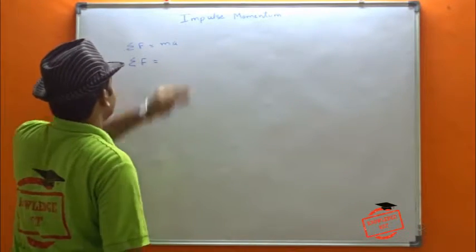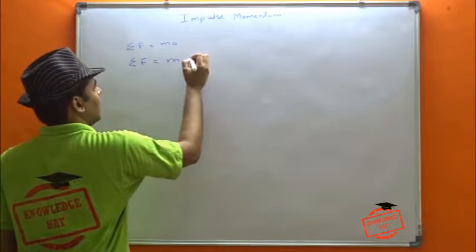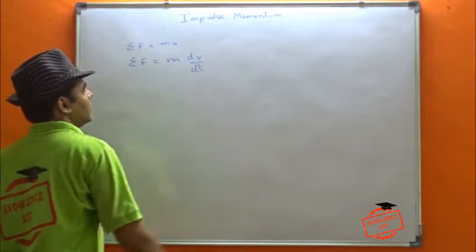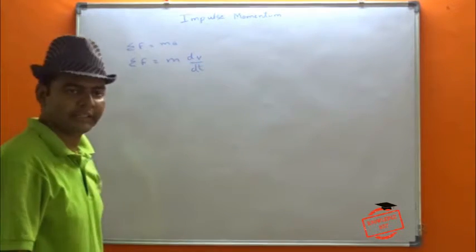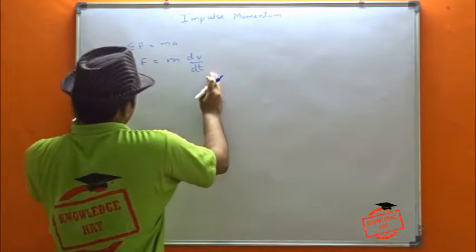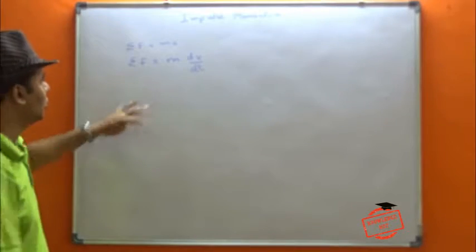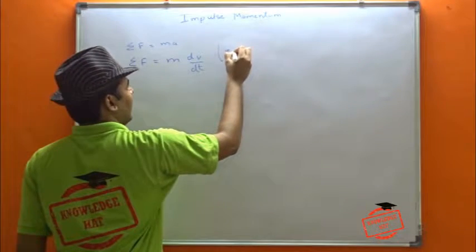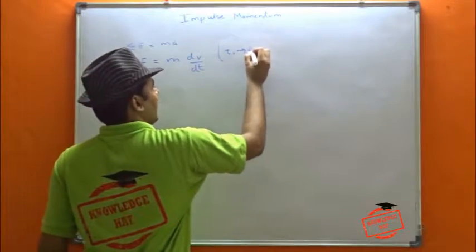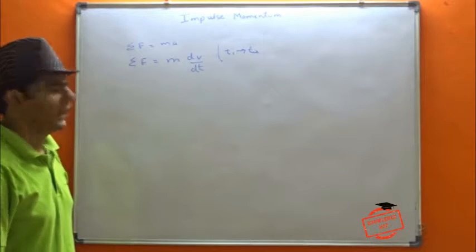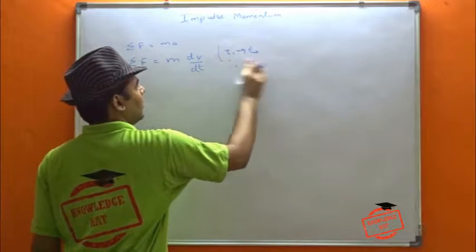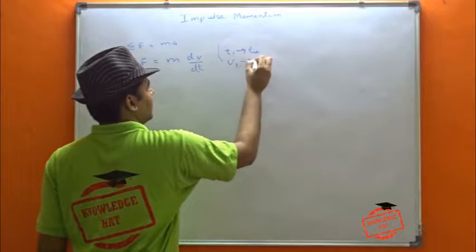Now, suppose we differentiate this equation, so we can write acceleration as dv by dt, which is change in velocity per unit time. Now, this equation will convert into two instances, where the body is subjected to some force from time t1 to t2, and there is change in velocity from v1 to v2.